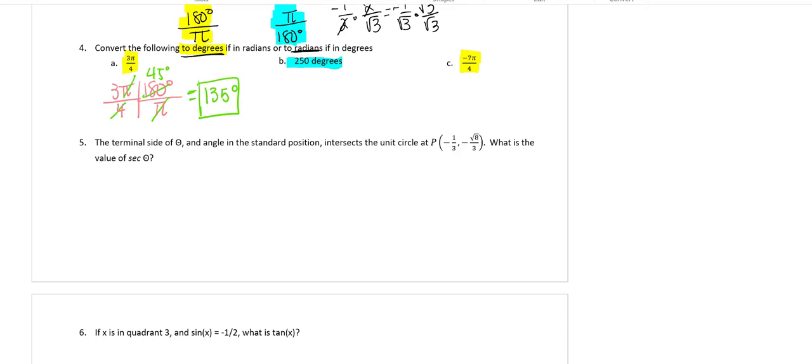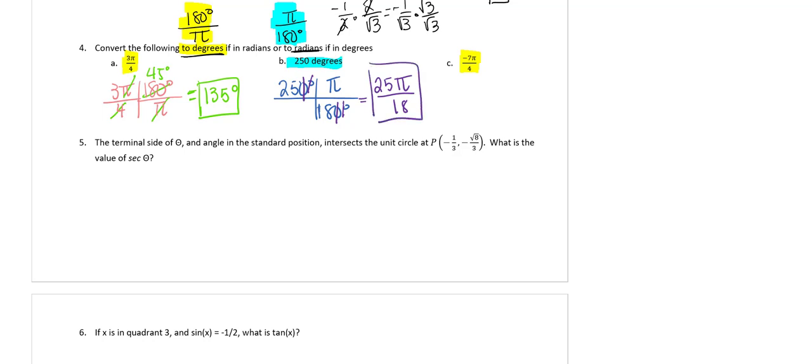We're at 250 degrees for this next one. I'm going to go to radians. So I need my degrees to cancel out, which means degrees will go in the denominator. Pi goes in the numerator. Those degrees cancel. I'm going to take off those zeros, dividing by 10 on each one. 25 and 18 share no GCFs, so I'm just going to leave this as 25 pi over 18.